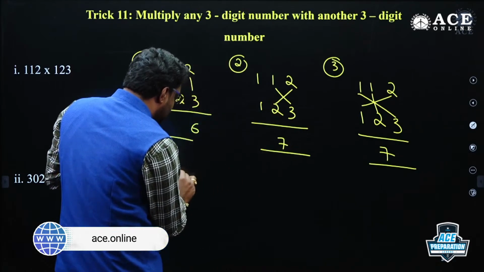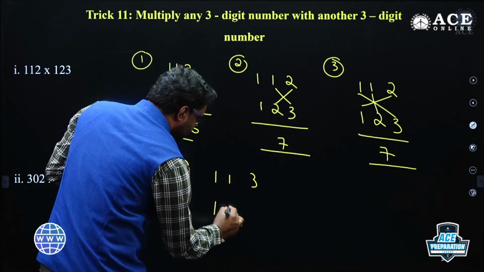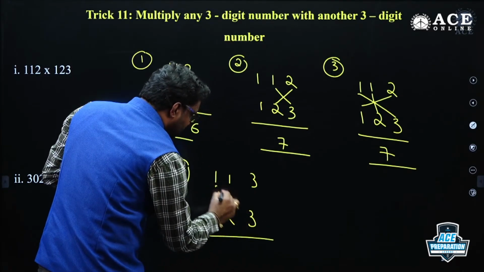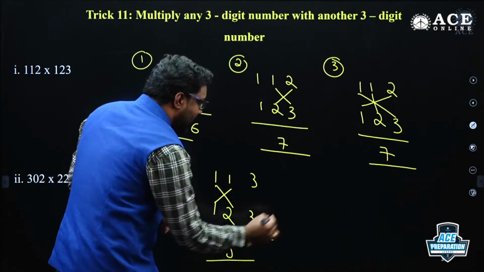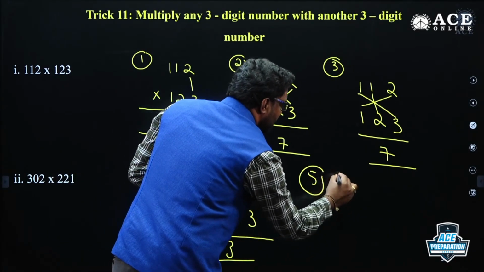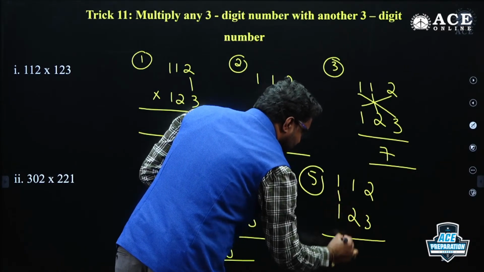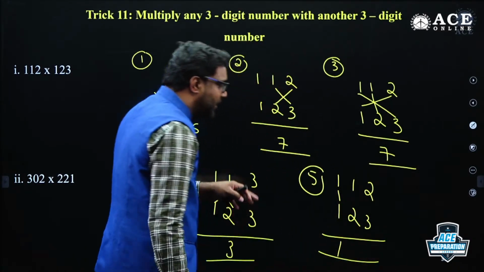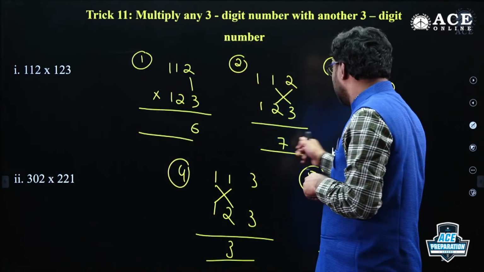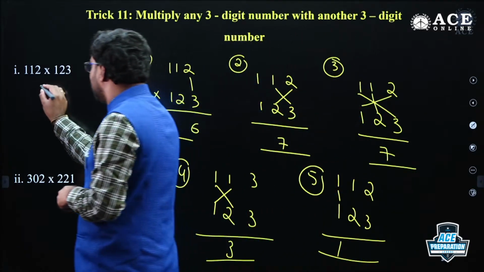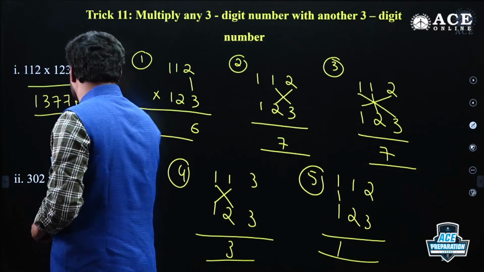Next, fourth step is now 2 digits at a time. You can multiply these two. 2 plus 1 will get 3. Then last step is hundreds place. Basic example, I agree. First, you should understand the methodology, my dear friends. Now, the answer is 13,776. If we just do this, we got 13,776, my dear friends.